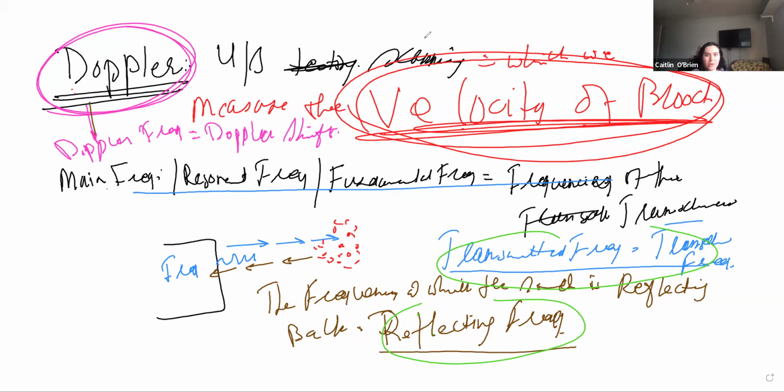Yeah, so the Doppler frequency, also known as a Doppler shift, is the difference between the transmitted frequency and the reflected frequency. It's going to be the difference of those. Okay. It's going to be the difference of those.